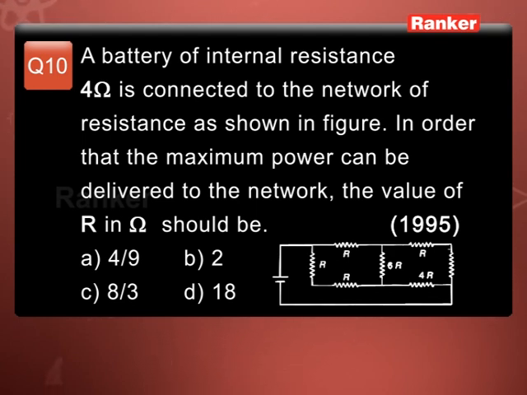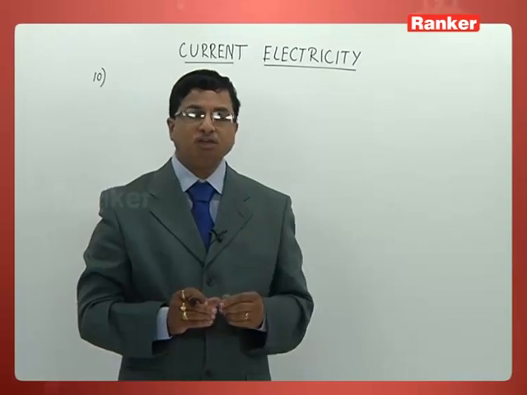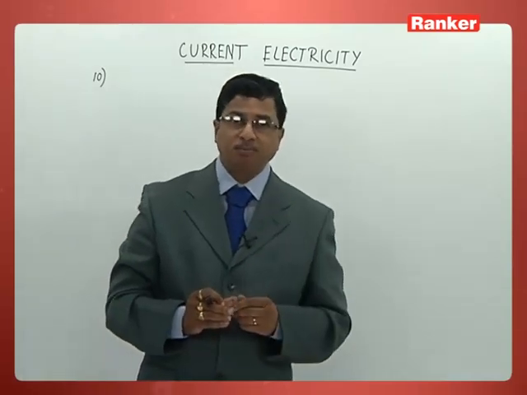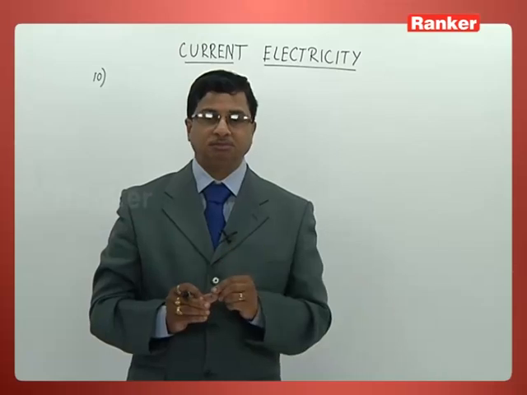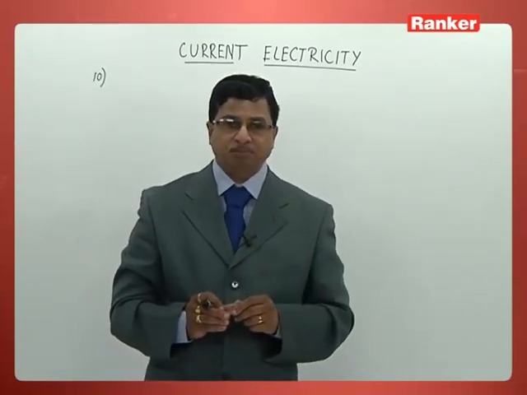First option given 4 by 9 ohm, second option given 2 ohm, third option given 8 by 3 ohm and fourth option is given 18 ohm. And the correct option for this one is the second one. Second option is correct, that means 2 ohm. And remember, the same question has been asked in the JEE exam in 1995. So, such models we can expect anytime.